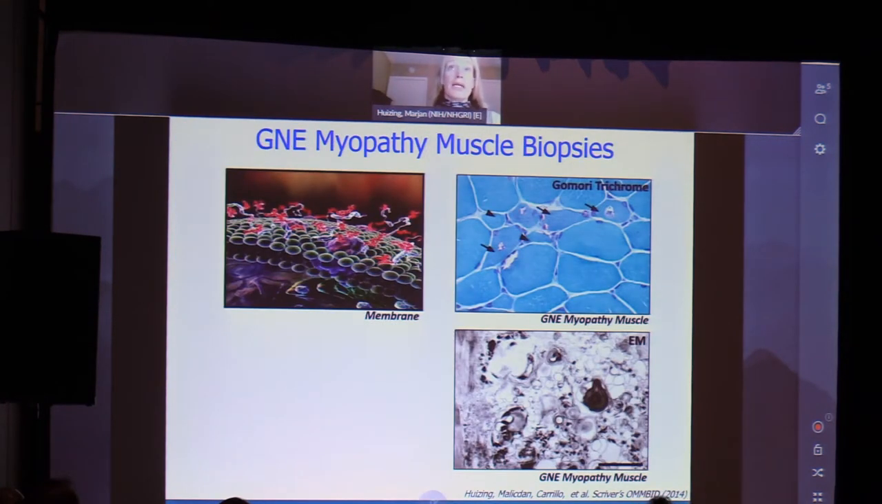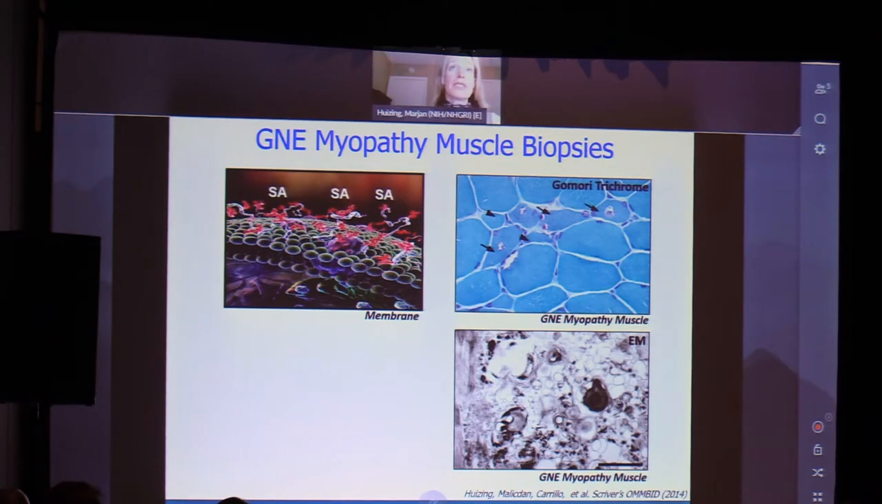So now we get to the muscle biopsy. I told you about the sialic acid groups that are sticking out at the end of the muscle, on the outside of the muscle membrane. There's not enough sialic acid. It may cause so-called rimmed vacuoles, on the top right, in the muscle biopsies of GNE myopathy patients. And if you look at these by EM, you see these aggregates in the muscle.